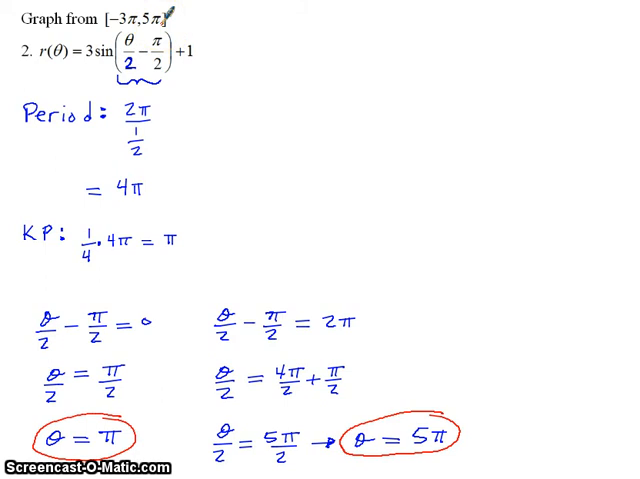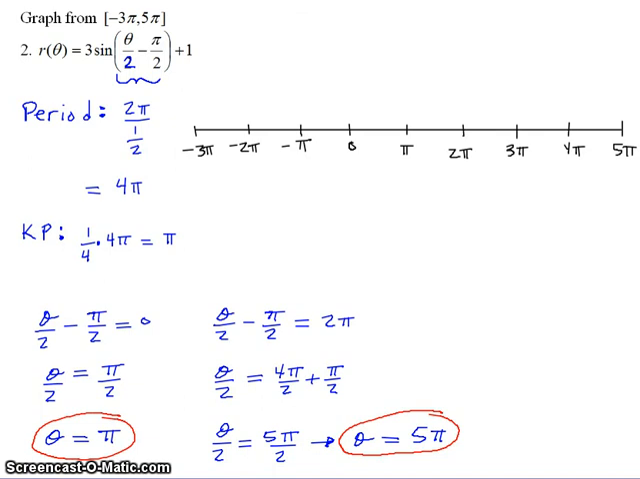Let's go ahead and set up the axis system right now. So I've set up my axis system, and essentially I've started with 5 pi and worked my way backwards. I went back to 4 pi because I know my key points occur each time I go a distance of pi. So I just went pi backwards all the way to negative 3 pi. So that sets up the interval which I'm asking for. And let's go ahead and set up the y-axis and start plugging some points in.